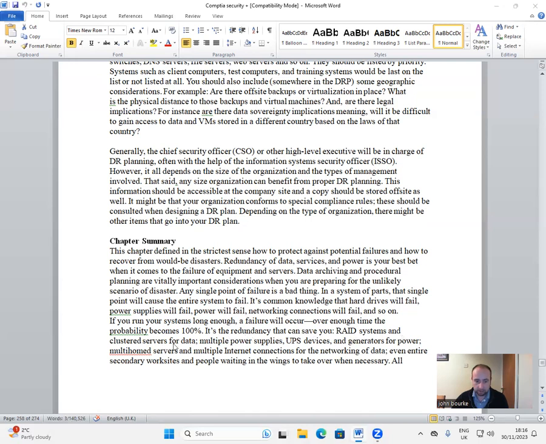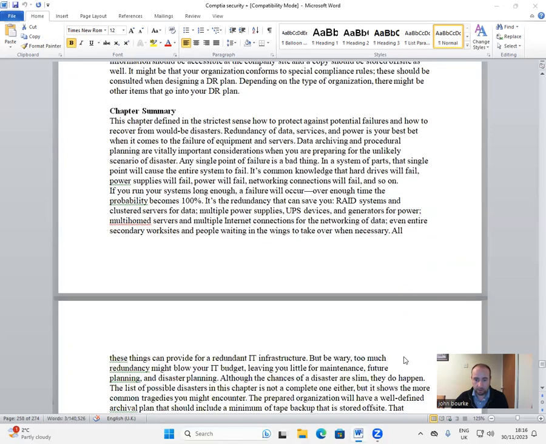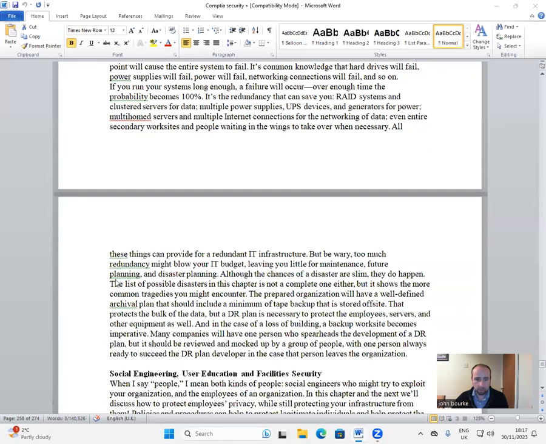RAID systems and clustered servers for data, multiple power supplies, UPS devices and generators for power, multi-homed servers, and multiple internet connections for the networking of data, even entire secondary work sites and people waiting in the wings to take over when necessary. All these things can provide for a redundant IT infrastructure, but be wary, too much redundancy might blow your IT budget, leaving you little for maintenance, future planning, and disaster planning.